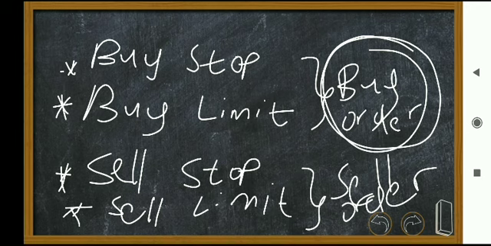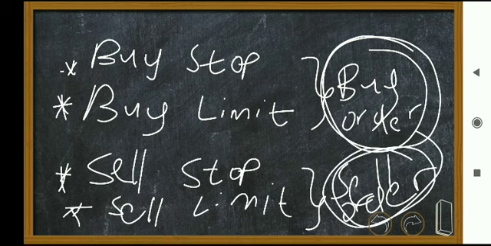Then the sell stop will get you into a sell order, a sell position, or a sell trade. The sell stop will be set below the current market price, and price has to touch and continue in the direction for that order. Then the sell limit will be set above the current market price, and for it to be activated or triggered, price has to touch that area, then reverse. That's it.